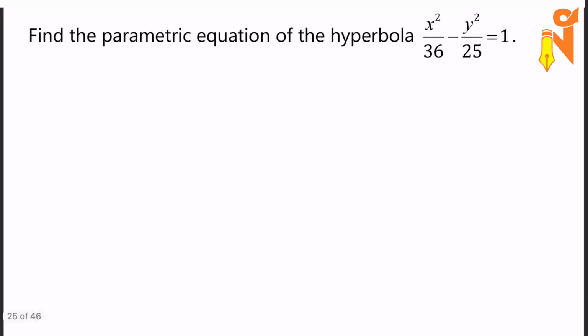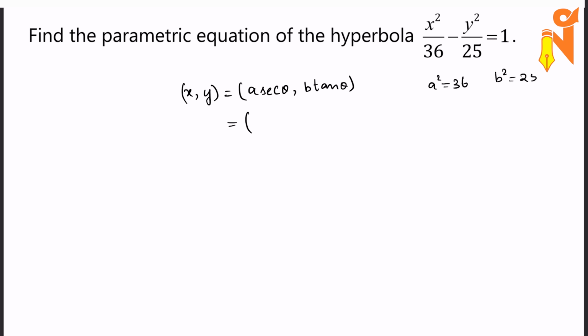Let us start with a simple question, which is to find the parametric equation of a standard hyperbola. Parametric equation is the same as finding the parametric coordinates. We know that parametric coordinates are A secant theta, comma B tan theta. So here A square is 36 and B square is 25. So it is basically 6 secant theta, comma 5 tan theta.